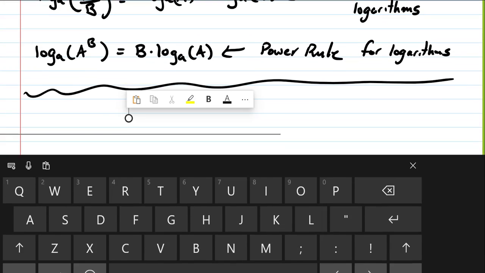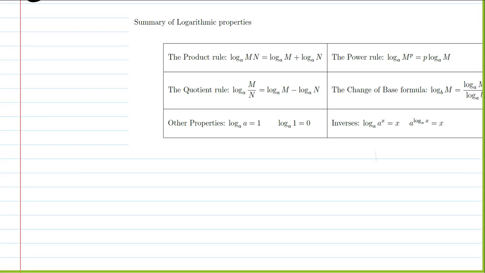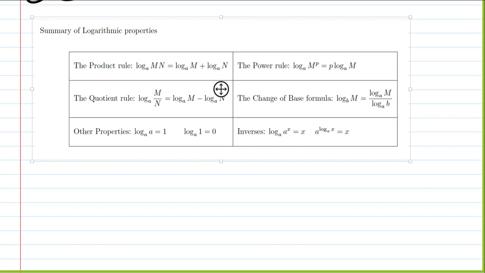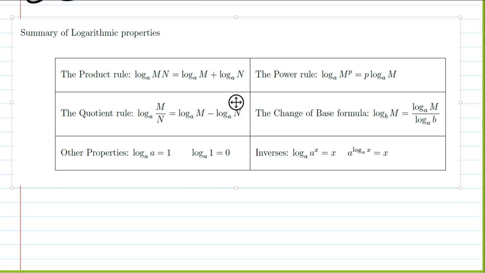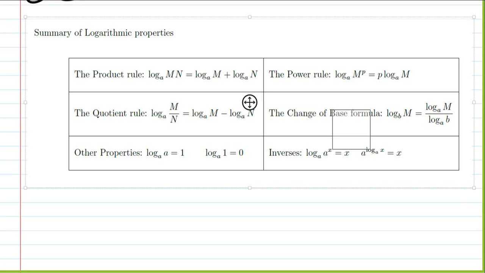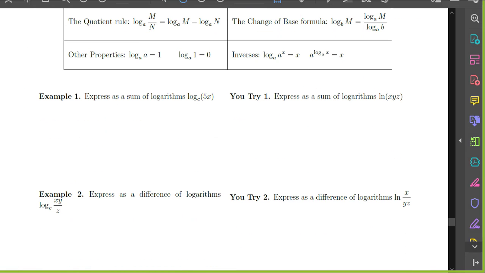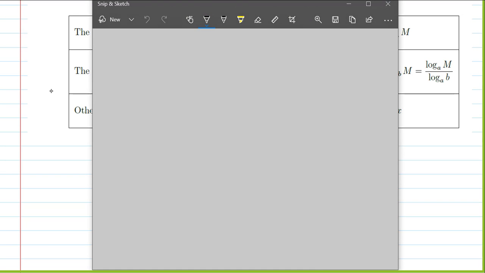So printed at the top of our notes, there is a summary of some of our logarithmic properties. There's also some properties we haven't talked about yet, but we will. But they're all summarized here in this table. We'll do the change of base formula a little bit later today and some of the other ones, but this is just a summary of all of those rules. All right, so let's go ahead and do our first example.